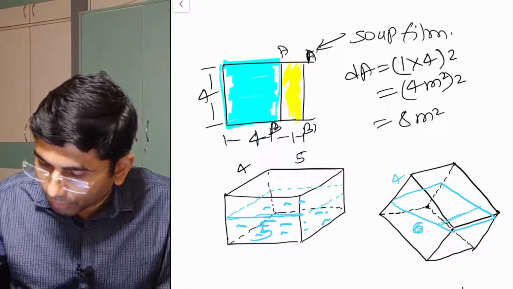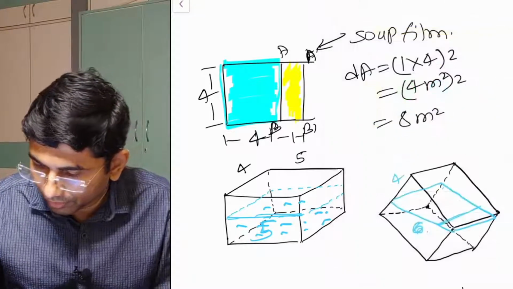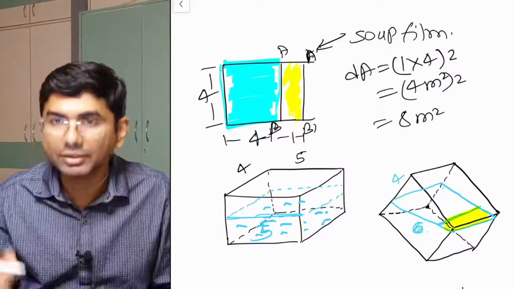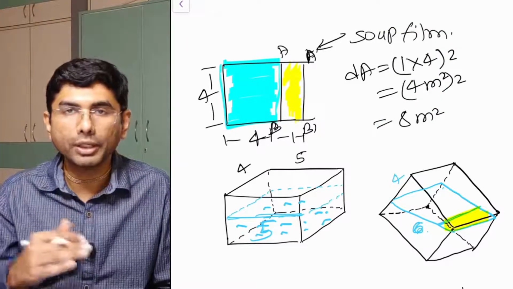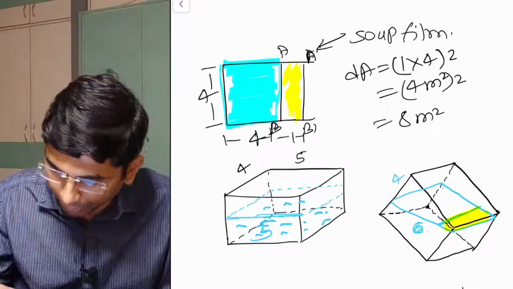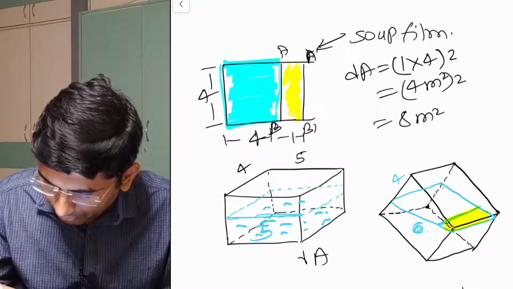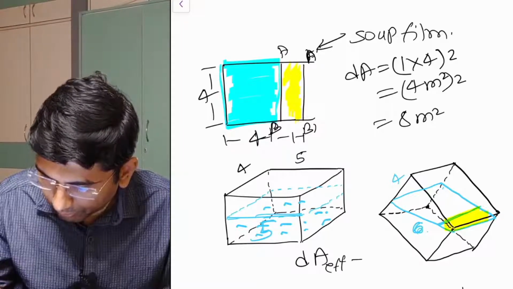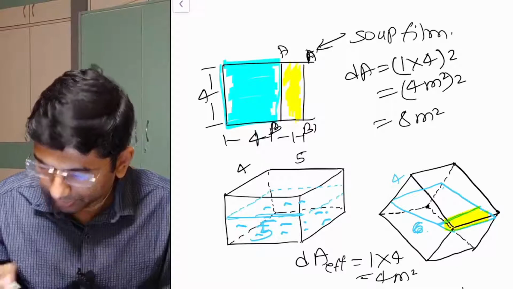Now there is some area which has increased. This is the change in area. In this case the surface is open to the air at only one side, and that's why the effective delta A here will be 1 into 4, which is equal to 4 meter square.